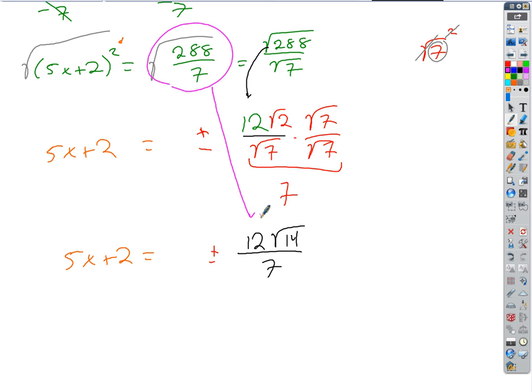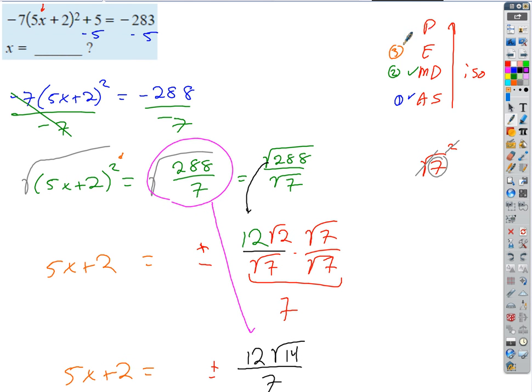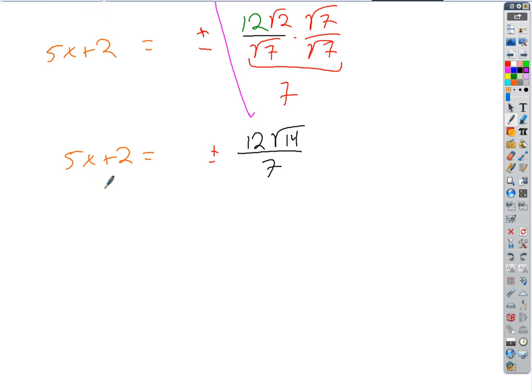Subtract 2, okay? So if I subtract 2 from both sides, so now we're up inside the parentheses, aren't we? So step 4, we're going to subtract 2. Remember, I put that in front of the plus or minus. So that cancels that. And then we've got 5x equals negative 2 plus or minus 12 radical 14 over 7. Okay? Last step. Divide by 5.